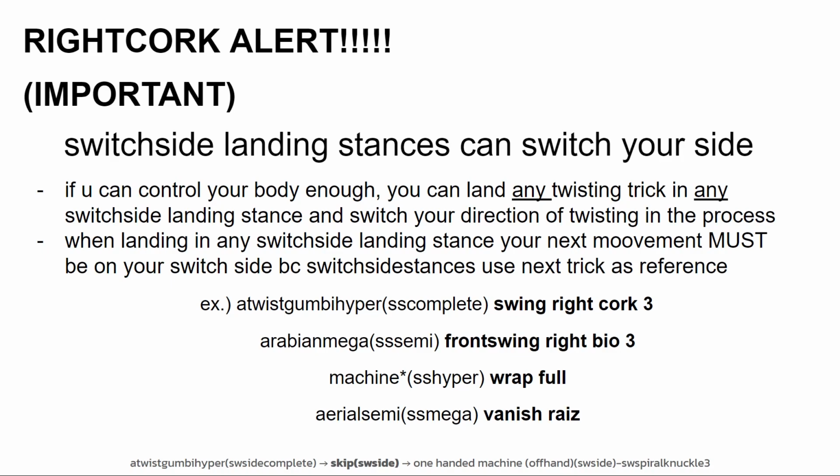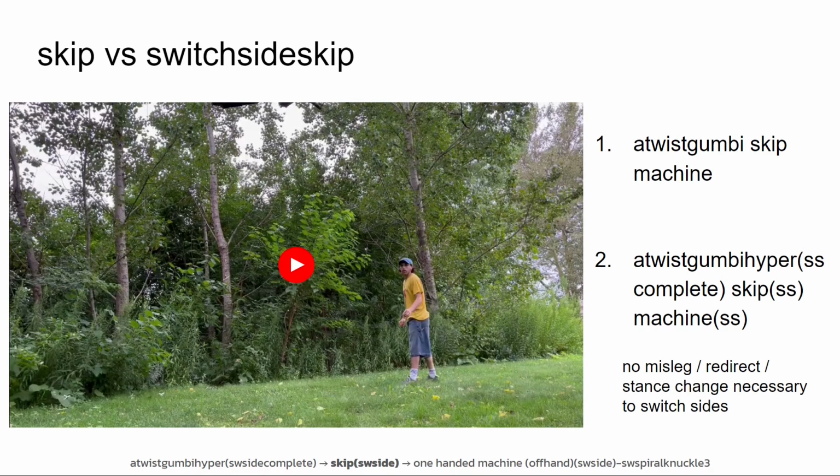The asterisk is there because machine always lands in complete. And aerial semi, switch side mega, vanish rise. And note that the wrap full and the vanish rise are the opposite direction as the respective machine and aerial semi, or frisbee semi.